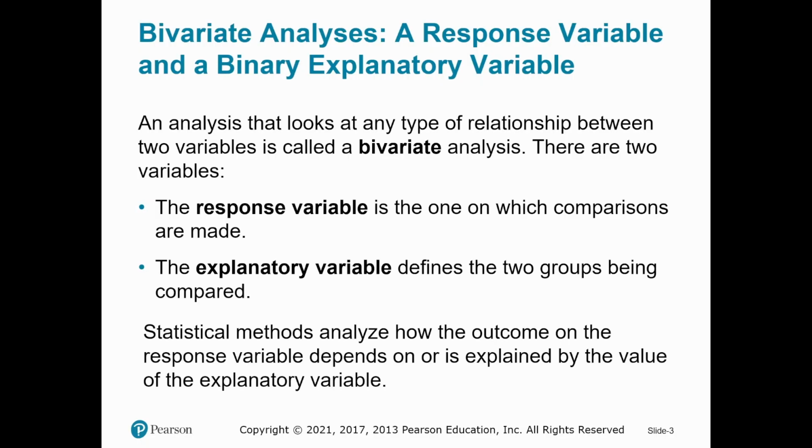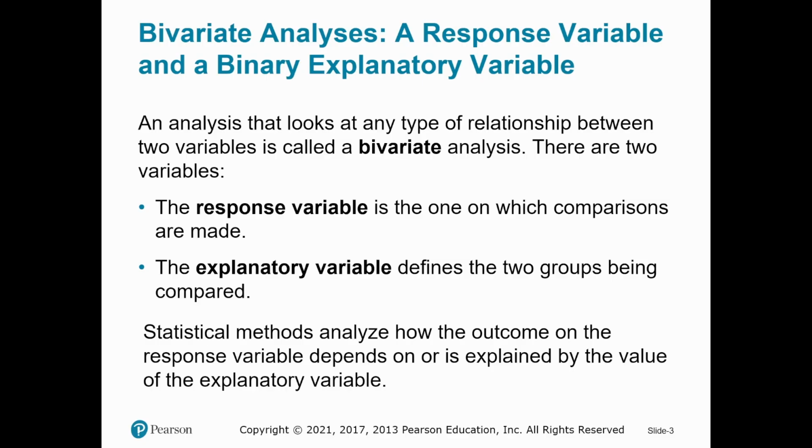So we are going to start with bivariate analyses, a response variable and a binary explanatory variable. The most simple binary explanatory variable is a yes-no variable. These are called indicator variables, but sometimes it's not yes-no. Sometimes it might be drug, placebo, or it might be case, people who got a certain disease, control, people who may have tested positive for the disease but didn't actually get the disease, right?